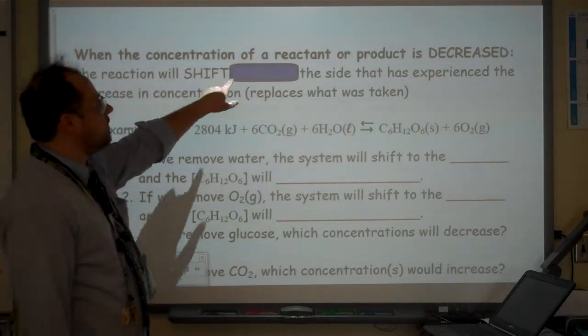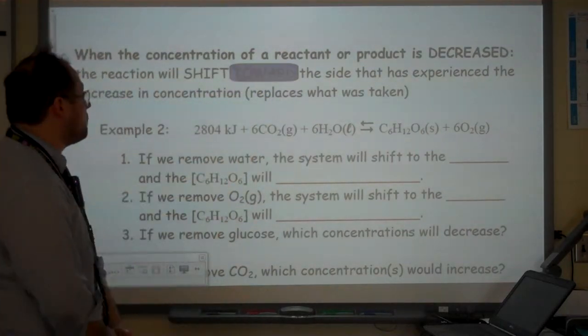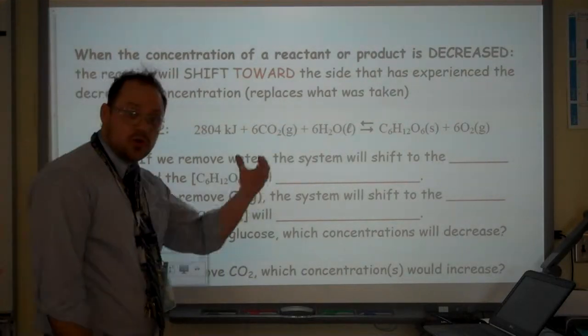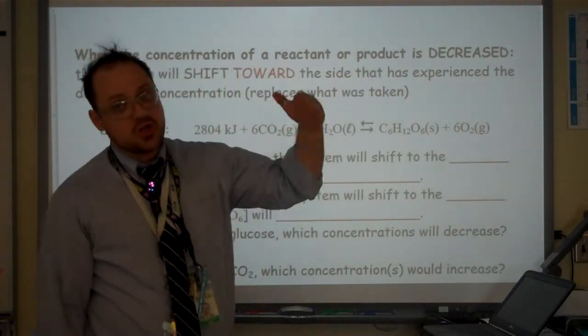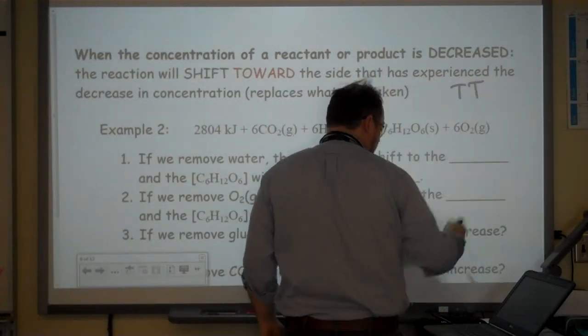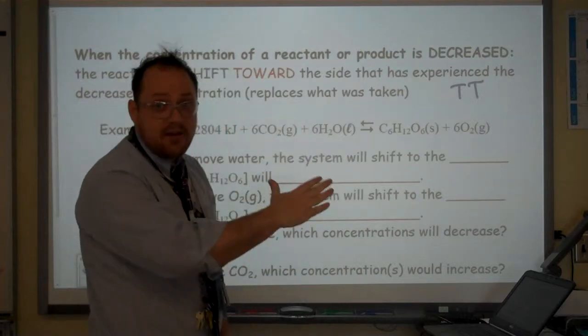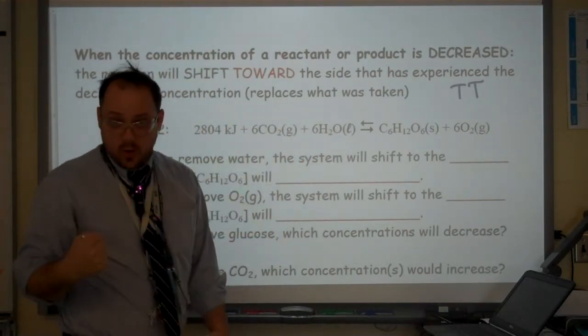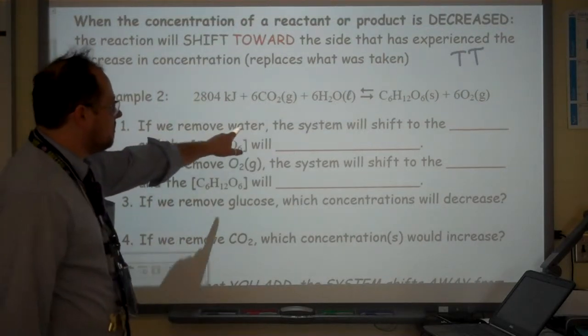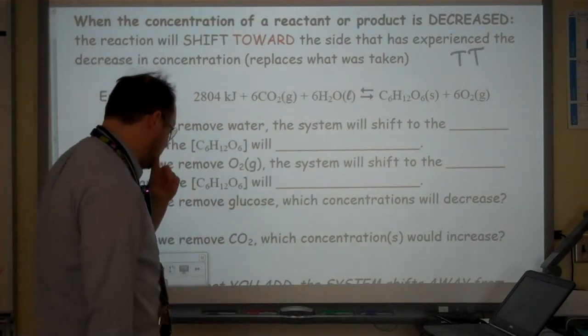When concentration of a reactant or product is decreased, the reaction will shift toward the one that has experienced a decrease in concentration. So if you take something away, you shift the reaction towards it. So that's why we have the T. A, away from what you add, towards what you take away. So let's see what we can get here. If we remove water in the system, it will shift to the, let's decide here.